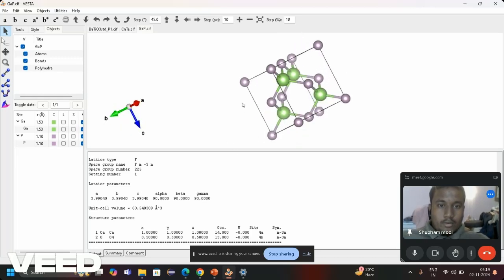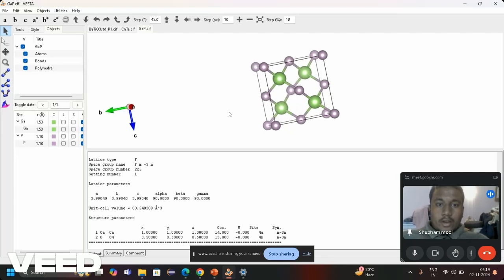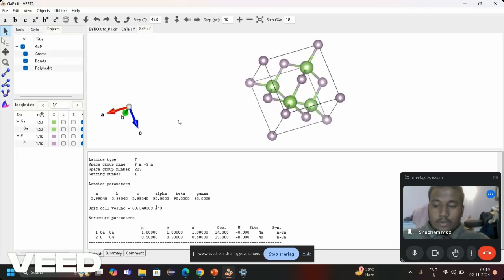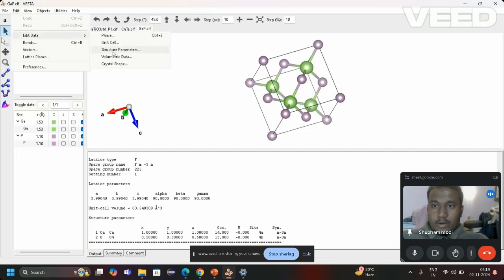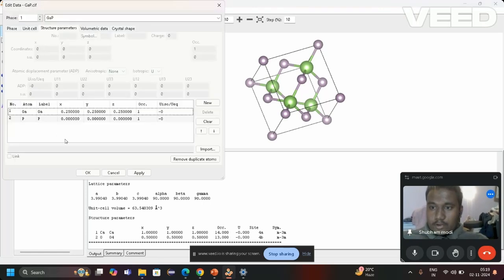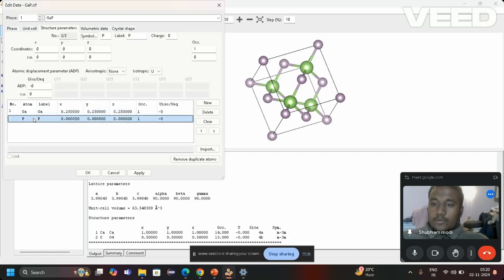And now moving toward the second part, which is gallium phosphide, whose crystal is shown here. Here the gallium occupies half of the tetrahedral voids and shows a zinc blende structure. The phosphorus forms the FCC lattice. For this, the structure parameters are as given here. The gallium atoms are considered at 0.25, 0.25, 0.25, and the phosphorus at 0, 0, 0. And by unit translation, we will adjust all the positions.